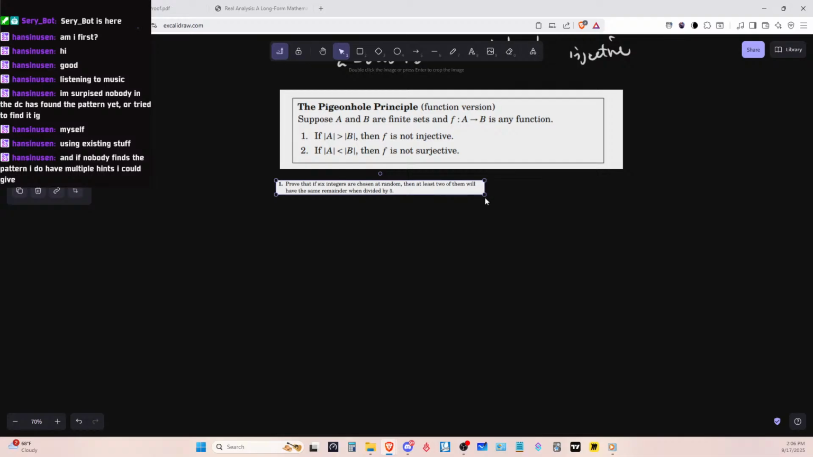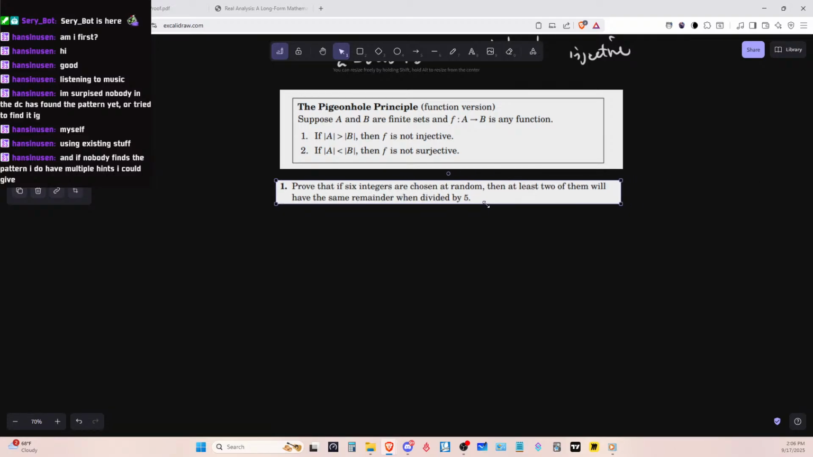And if nobody finds the pattern, I do have multiple hints I could give. Thank you for leaving that open for us, Hans. Appreciate it. Yeah, that was actually a pretty good puzzle, but I haven't figured it out yet. I was trying to match up numbers and stuff, and I feel like there's some sort of hint here, but I haven't figured it out yet. So I think it's a clever puzzle. I commend you on your ability to make such an awesome puzzle.